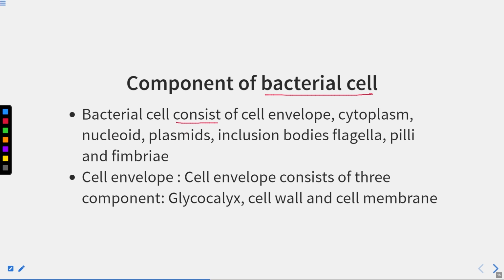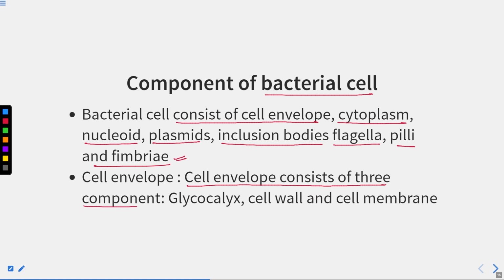The bacterial cell consists of the cell envelope, cytoplasm, nucleoid, plasmids, inclusion bodies, flagella, pili, and fimbriae. So all these we are going to study. Cell envelope consists of three components: glycocalyx, cell wall, and cell membrane, right? The glycocalyx is present on the outside surface, the cell wall is always present in the bacteria, and also the cell membrane. But this glycocalyx is modified from bacteria to bacteria.